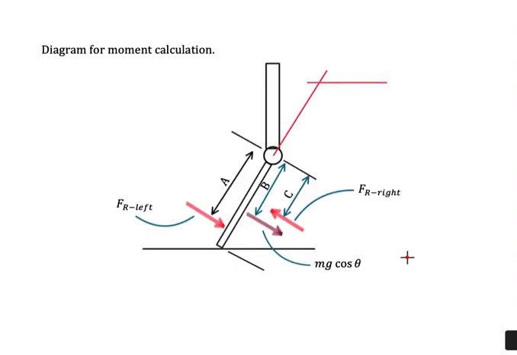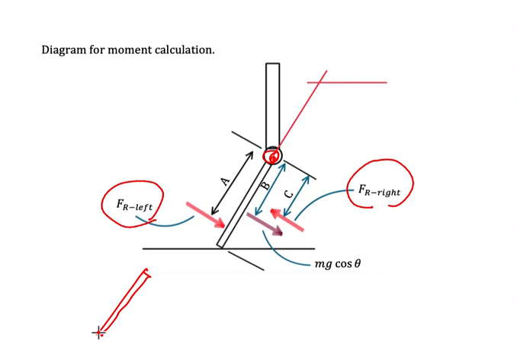Then we could draw the diagram for moment calculation. So we have the hinge, we have the force at the left, we have the force at the right, and then we could draw the weight here. As you know, if we have an object here, the weight must act downward like this, but we could take each component. So in this solution, I take the mg cos theta here as the force, and then we could take the distance b here for calculation of moment.